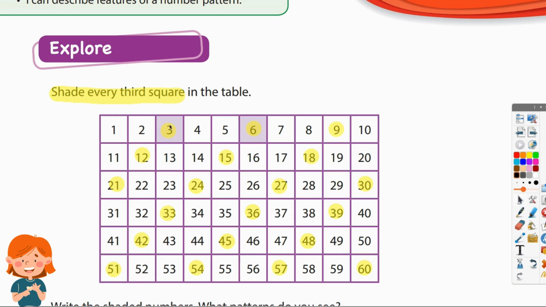But if you look closely at the numbers, 3 is an odd number, 6 is an even number, 9 is an odd number, followed by 12, an even. So the numbers also go odd, even, odd, even.